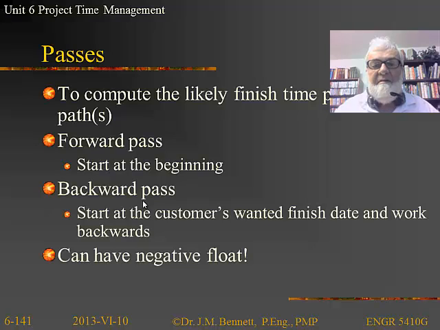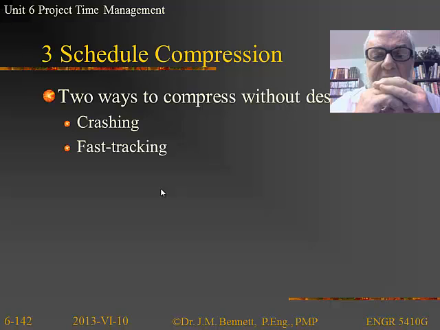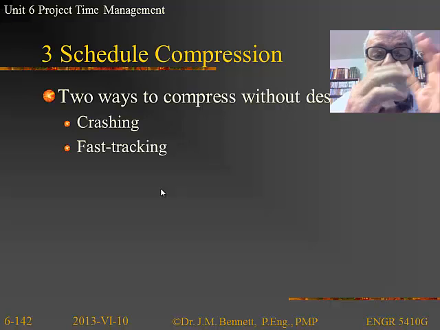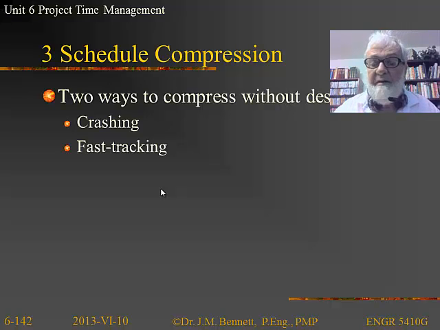Then to compute the likely finish times, we need to start at the beginning to do a forward pass. We start at the finish date to do a backward pass. And again, we can have negative float along with positive float. Now, schedule compression is an interesting one. There are basically only two ways that we can compress, as long as we don't descope. Descoping is also a possibility. In other words, don't do all the things you said you're going to do. That's one way we can compress the schedule.